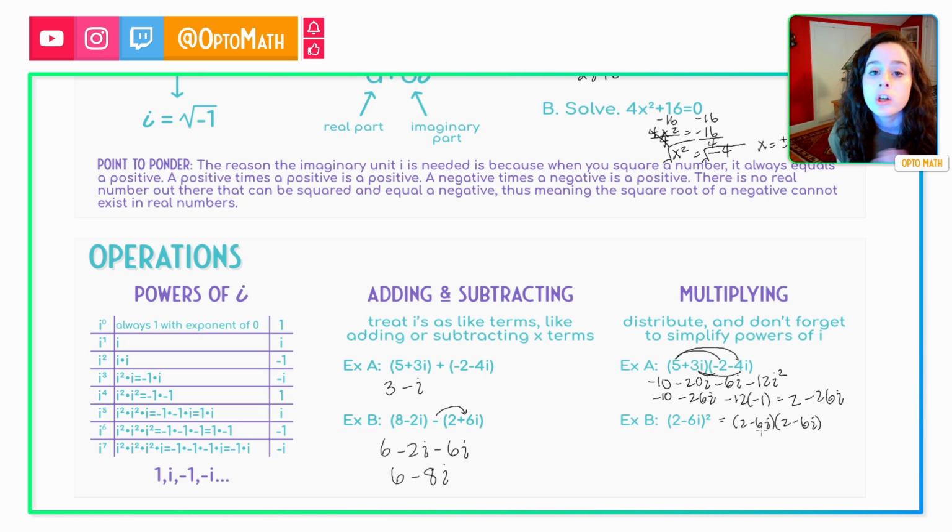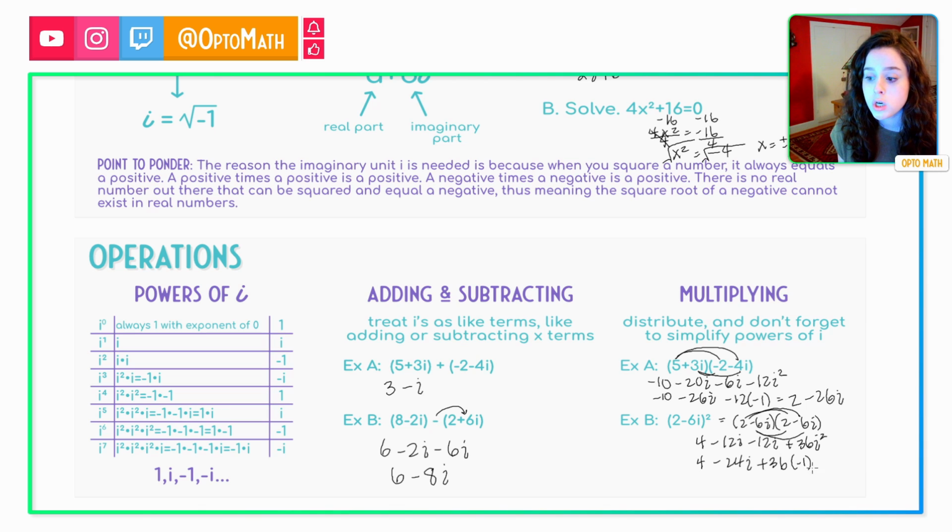So let's practice now doing our distribution again. 2 times 2 is 4. 2 times -6i is -12i. 2 times -6i again is -12i. And then -6i times -6i is positive 36i squared. Okay, so simplifying, we've got 2 negative 12i's, so it's going to be -24i. And then our i squared becomes a -1. So that's going to be a -36 as our constant for our last term here.